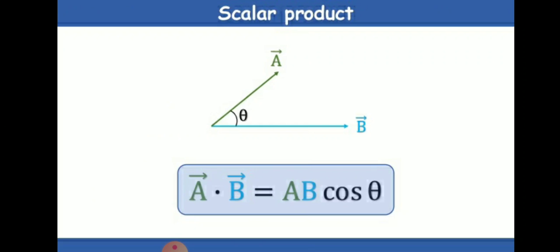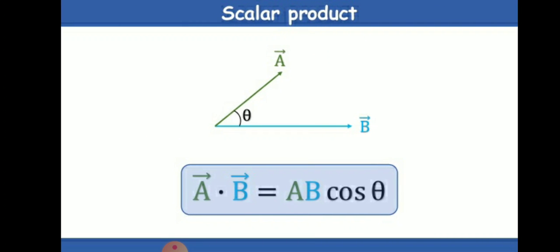So here the dot product of two vectors A and B is denoted by vector A dot vector B. The dot product of two vectors is defined as the product of the magnitudes of the two vectors and the cosine of the angle between them. So we have to represent it in terms of cos theta.